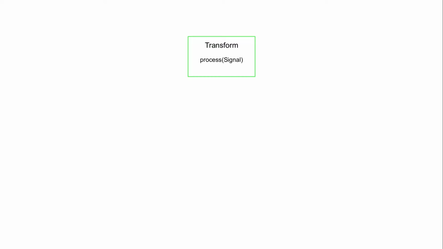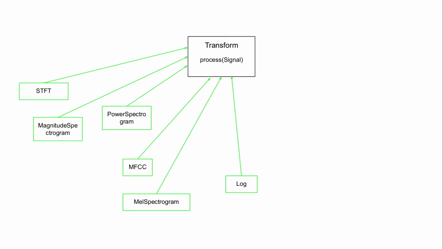Now we have a bunch of concrete transforms. So here I'll list all of them: short time Fourier transform, magnitude spectrogram, power spectrogram, MFCC, mel spectrogram, and log. All of this audio feature extraction is done with Librosa, as I mentioned earlier.